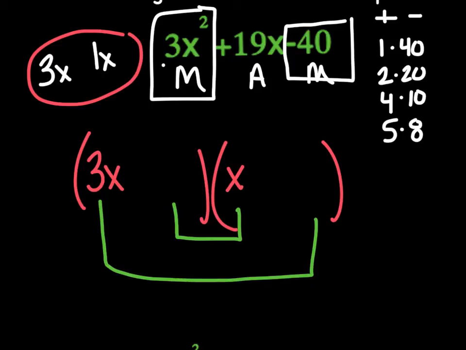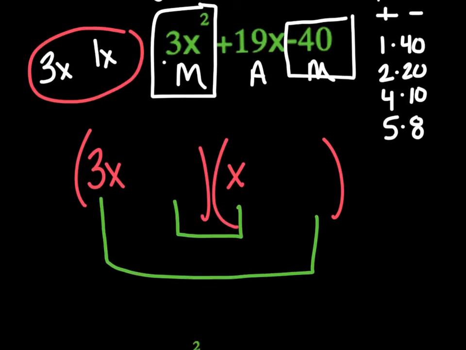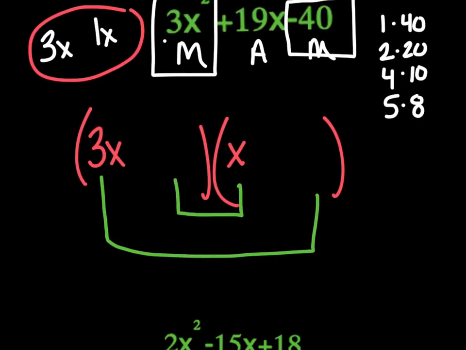Alright, don't skip this part, it's important. These are the numbers that have to add up to the 19. And underneath, I want you to put 19x. You have to get a 19x from these pieces. So here's where the guess and check comes in.